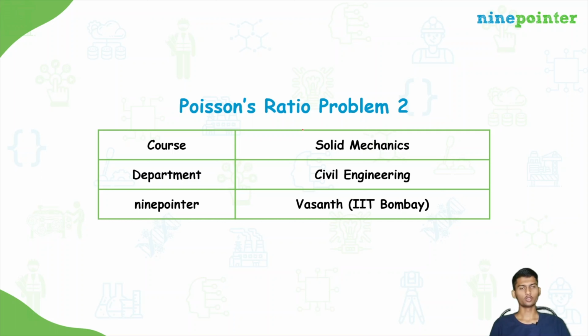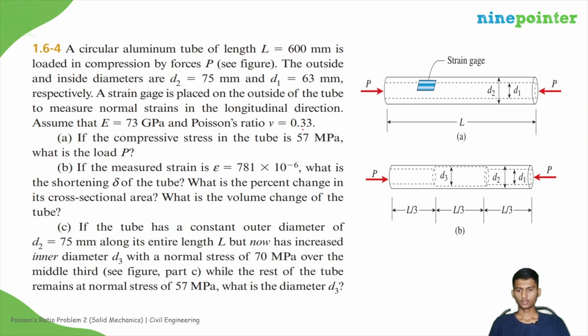In this video, we are going to solve a couple of problems on Poisson's ratio. So this is the problem over here. You can see there is a circular aluminium tube of length L equal to 600 mm, loaded in compression by forces P. So this is the compression force. The outside and inside diameters are given, meaning it is a hollow cylindrical tube. A strain gauge is placed on the outside of the tube to measure normal strains in the longitudinal direction.